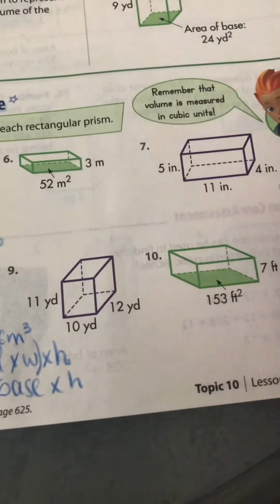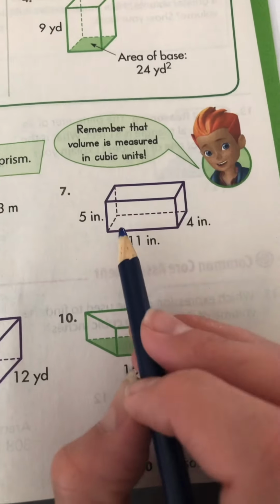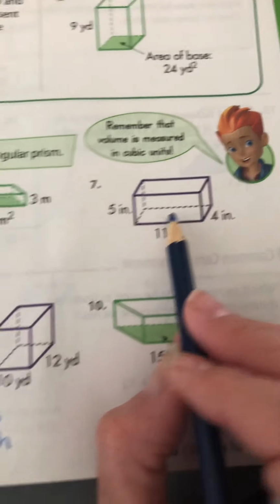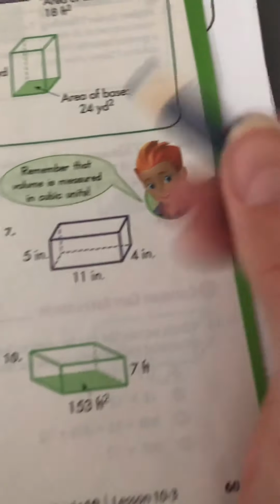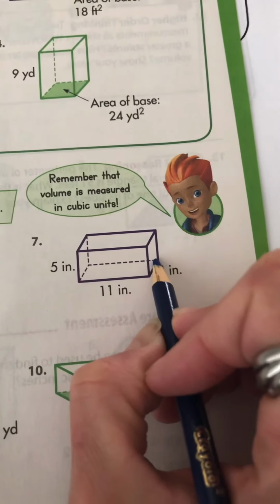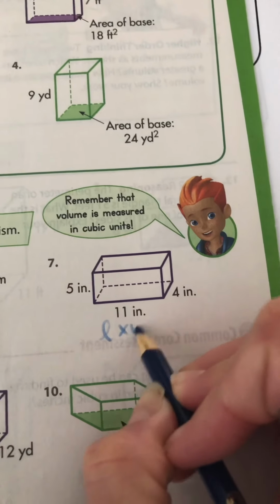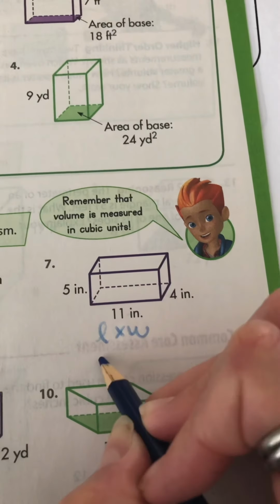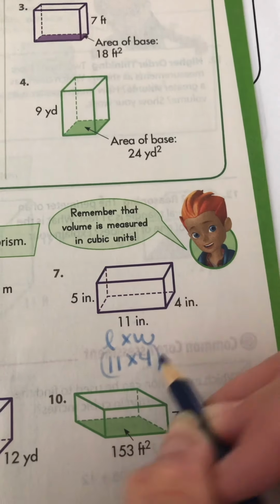All right, so over here, we're going to go to number 7 now. Notice this one doesn't have the shaded in bottom, so they didn't already figure out what the base is, the length times the width. So we have length times width here that we have to figure out, which is 11 times 4. And what is 11 times 4? It's 44, right?